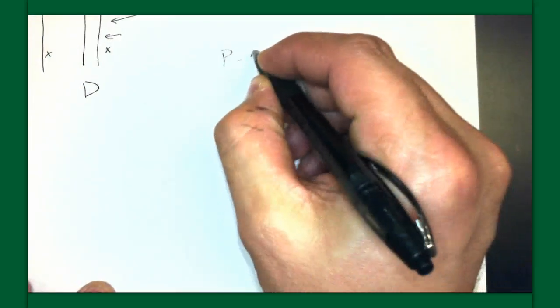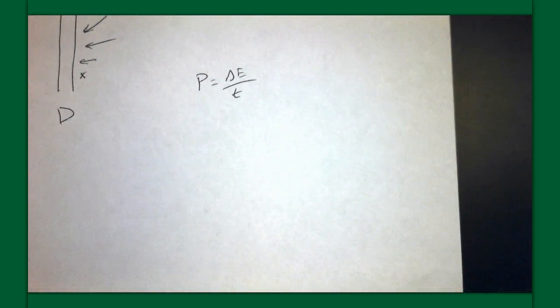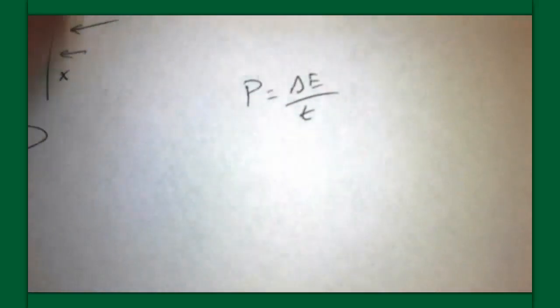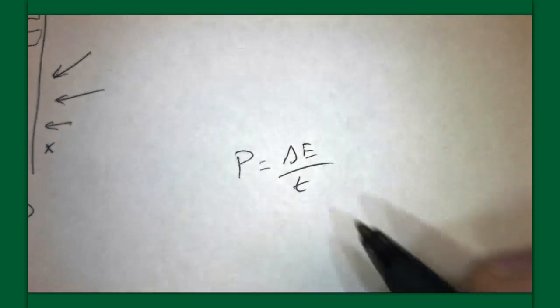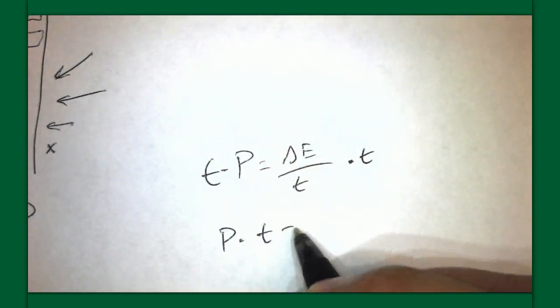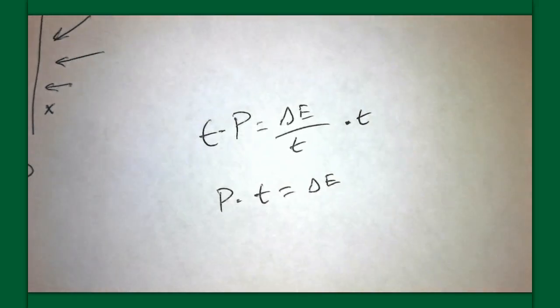Just as a quick demonstration as to where kilowatt hours comes from, we just wrote this equation not very long ago. Power is change in energy divided by time. If we take this equation and multiply by time on both sides, you get power times time equals energy. Kilowatt hours is a unit of energy.